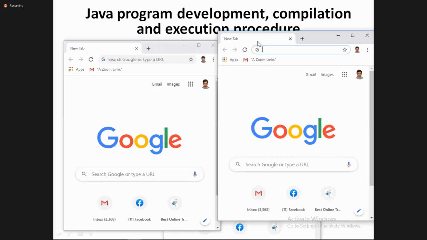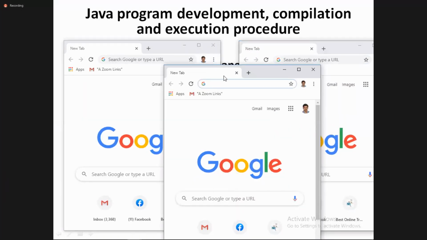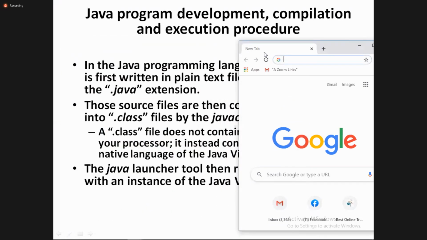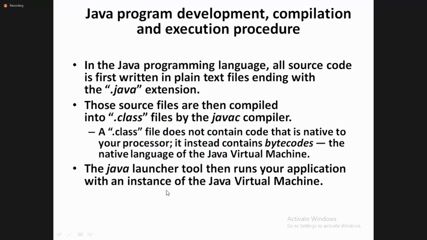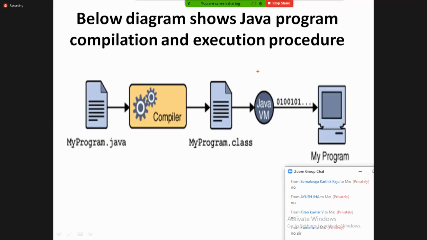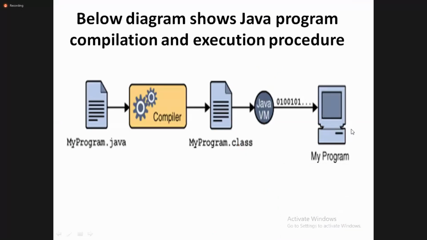3 instances of the browser are open. Like this, we can also open multiple instances of the JVM software. So I hope you got clarity on the meaning of instance. The Java launcher tool runs your application with an instance of the Java virtual machine. This is the JVM, and this is one instance. Now I want to run this program again. One more instance of JVM started. One more instance of JVM started. As many times as you want to run, that many instances of JVM will start.